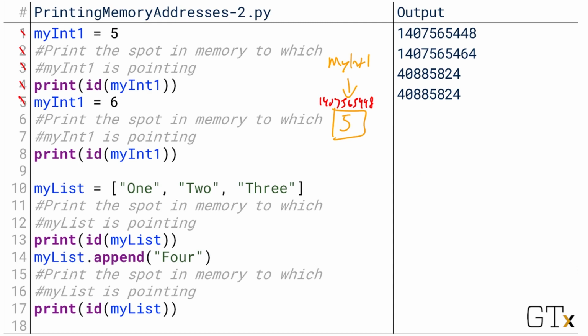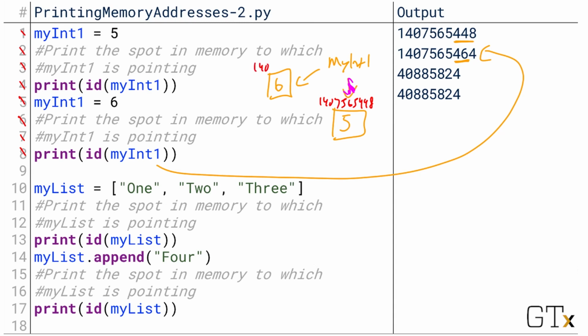Then as we've shown before, line 5 then changes the value of myInt1. We now know that the way that works is it creates a new place in memory, gives it the new value, and tells myInt1 to point to that instead of the original location. Then on line 8, we again print the ID of myInt1. But remember, it's now pointing to a different location in memory. And as a result, we see exactly what we might expect. This memory location is different than the previous one. Specifically, the last 2 digits are different. So the value 6 is stored at 14075654464. A different memory address for a different value. So for an immutable data type, changing the value is kind of like a person moving. They're now in a different house with a different address.